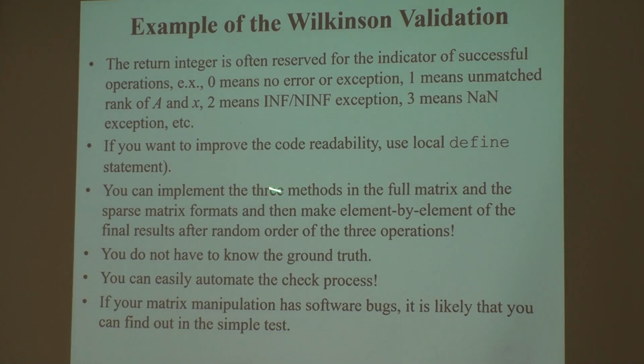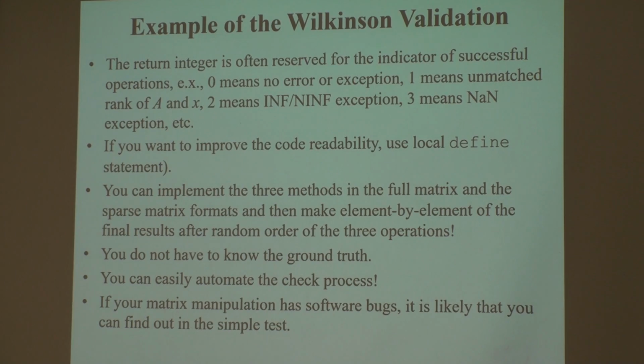But if you implement the three methods in both your full matrix and your sparse matrix, implement twice, and then initiate some random sequence of those operations, you should get exactly the same matrix, right? Have to, right? It's just a different data representation. You can check row by row. You do not need to know the ground truths. There are no ground truths here.